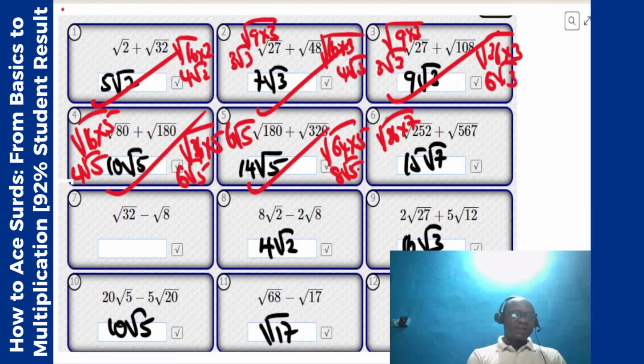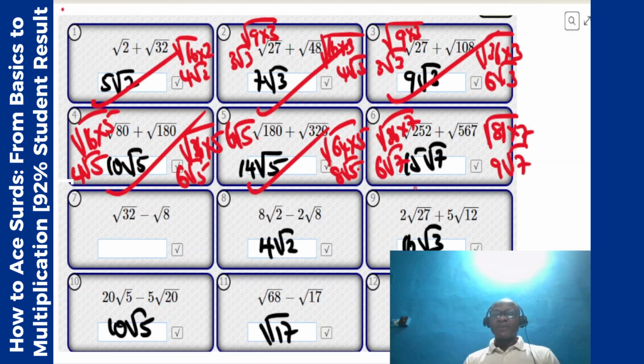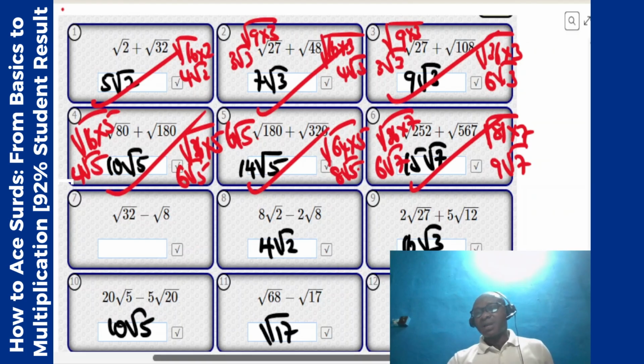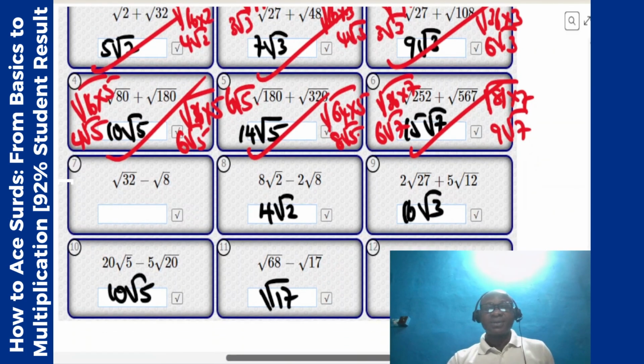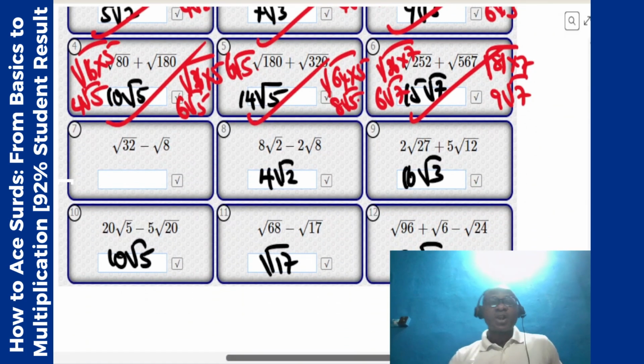567. If I divide it by 7, I will get 81. So here is 81 multiplied by 7, meaning that this one will give us 6 root 7, and this one will give us 9 root 7. So two of them will give us 15 root 7. You are very accurate. And this is the first time you are doing this topic. Am I correct? Yeah. Yeah, you are doing good. You are doing good. You understood the concept.